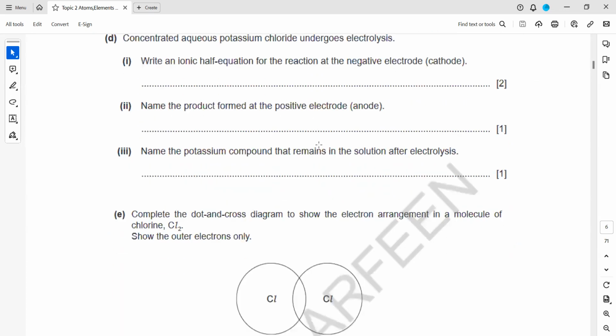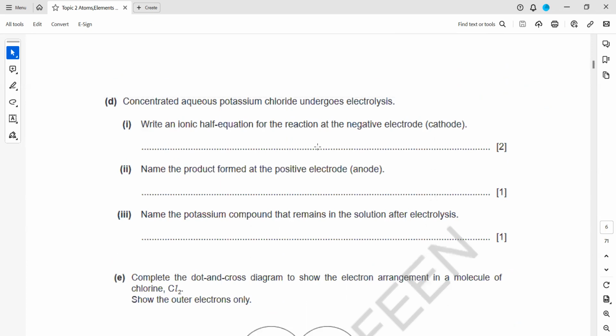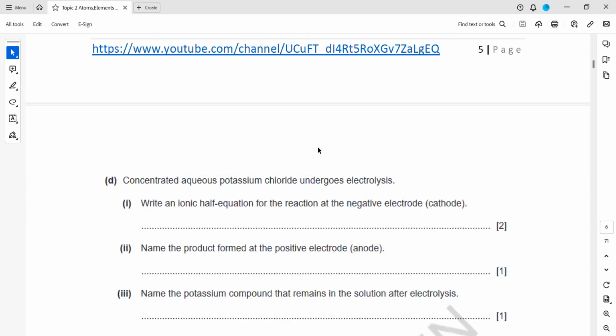Then the opposite is done. Now we have concentrated aqueous potassium chloride. What are the ions present? It contains a potassium ion. It contains a chloride ion. It's aqueous, so it contains H ion and OH ion.